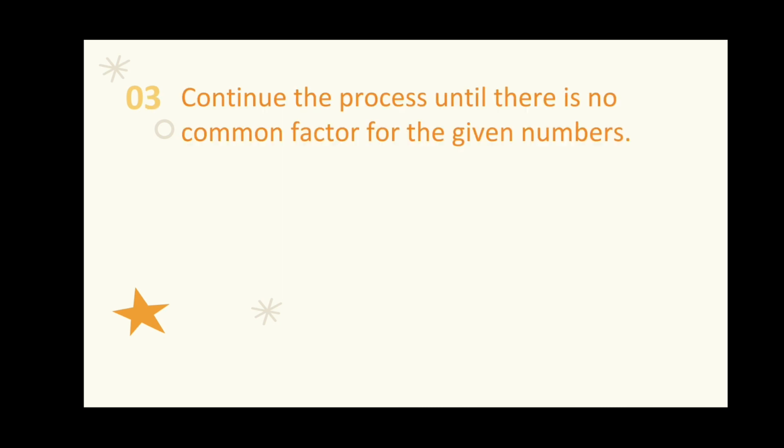Step 3. Continue the process until there is no common factor for the given numbers. So ngayon, medyo may pagkakaiba na ang ating step 3. So we're going to continue the process hanggang sa wala ng common factor lahat ng given numbers. So hindi katulad kanina, pag merong at least 2 numbers na may common factor pa except 1, we're going to continue the division. Pero this time, hindi na natin i-continue yun as long as wala ng common factor ang lahat ng given numbers. Okay? So now, eto, i-continue natin.